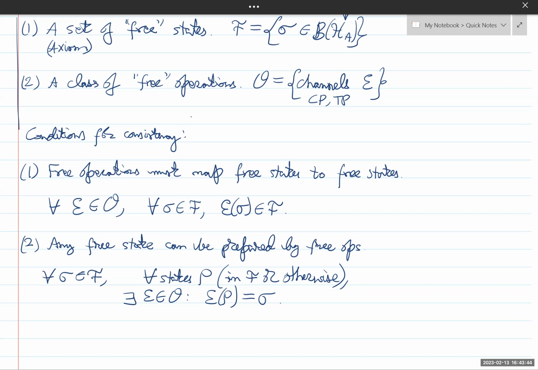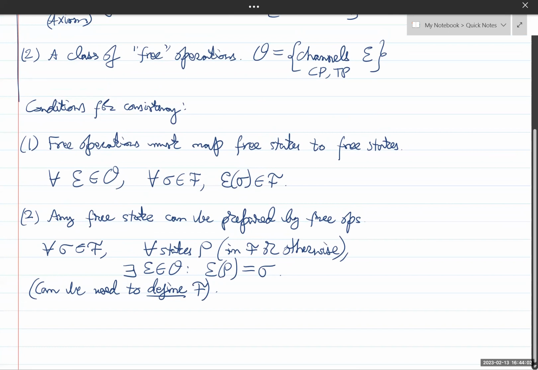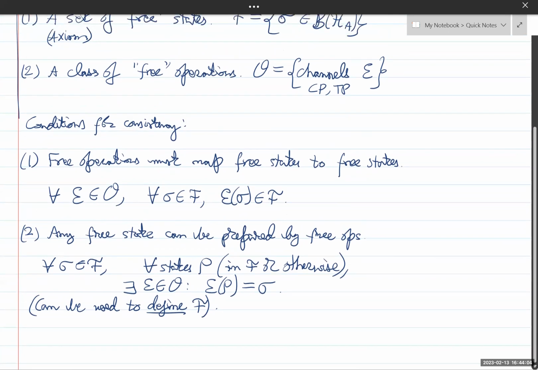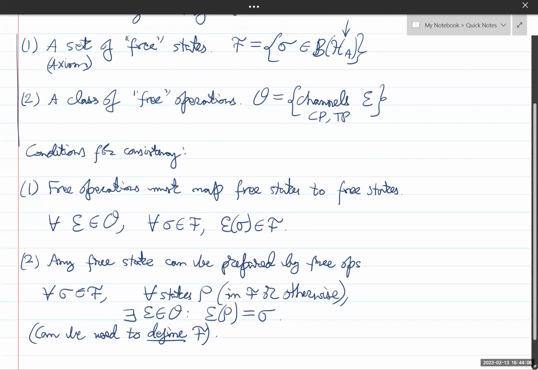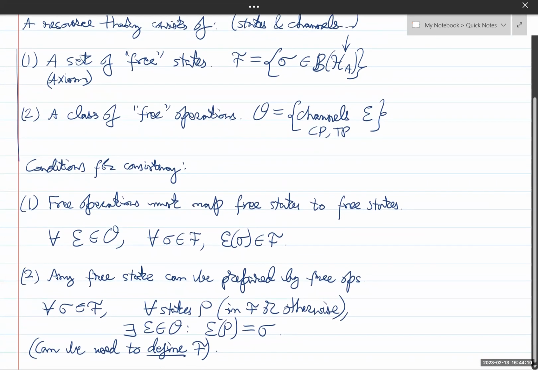Right. So can be used to define this set F of free states. Okay. So these are the basic ingredients or features of a generic resource theory.